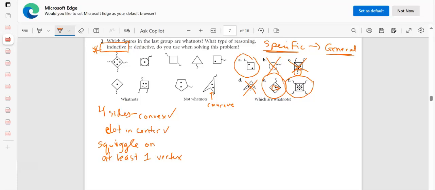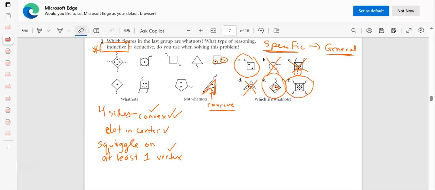This one, it has 4 sides and it has a dot, but it doesn't have a squiggle on a vertex. So that's helpful. This is a pentagon. And so again, it's back to the idea of being 4-sided. It does have a squiggle on the vertex, so that's helpful. And then this one, it is 4 sides, has dots, has a squiggle on the vertex, but guess what? It is concave. So this reminds me that a whatnot is convex.